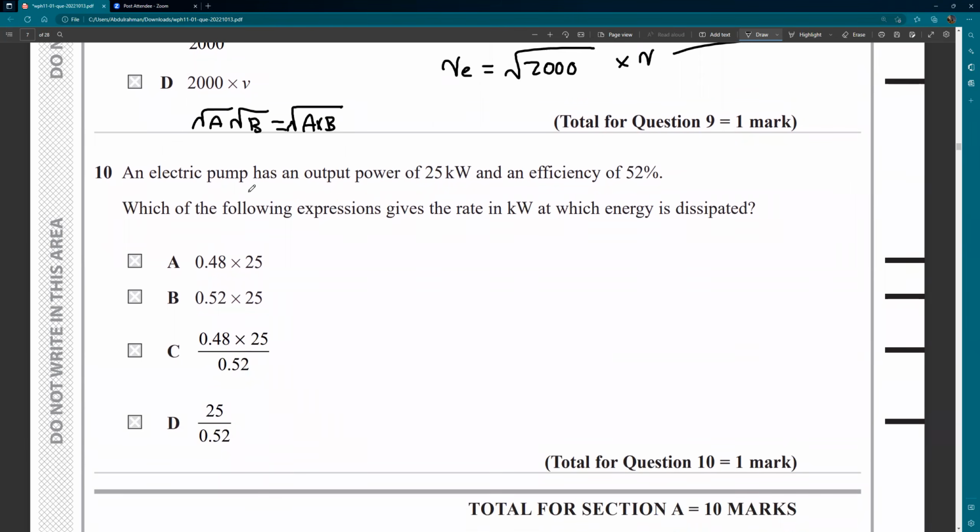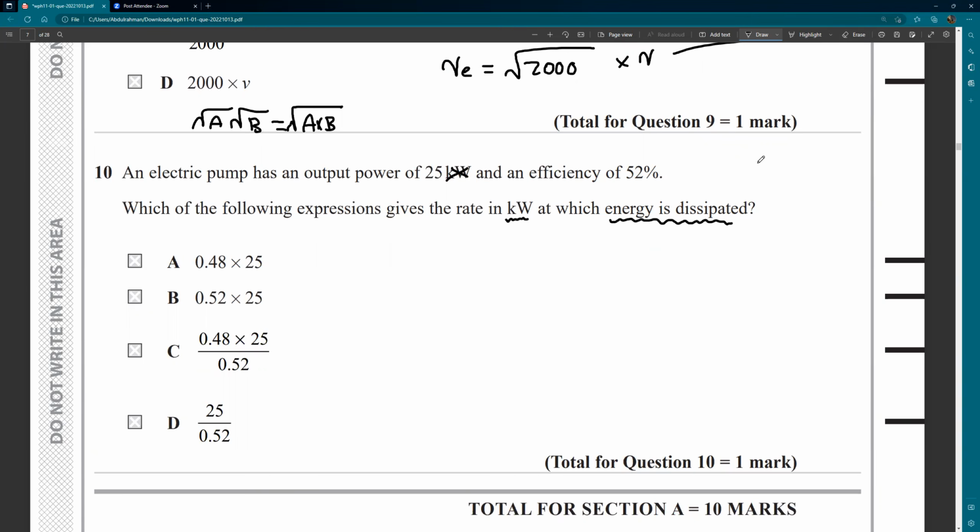Question 10: an electric pump has an output power of 25 kilowatts and an efficiency of 52%. Which of the following expressions gives the rate in kilowatts at which energy is dissipated? Well, it wants the rate in kilowatts, so I'm going to ignore the kilo because the answer is in kilowatts. And then I'm going to try to understand what energy dissipated is, because that's what it's asking for. Well, energy dissipated is the same thing as your energy lost or transferred to the surroundings, or wasted energy. That's what energy dissipated means.